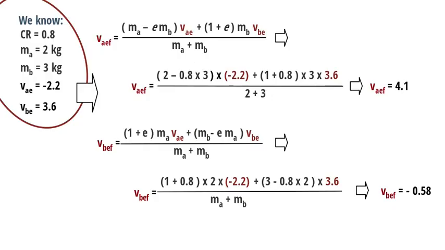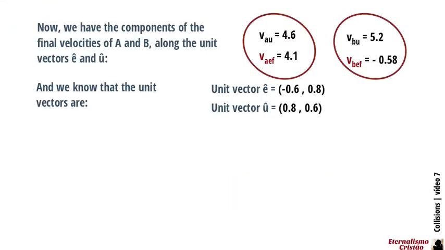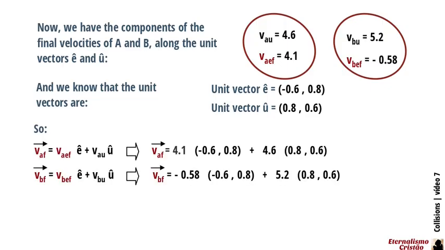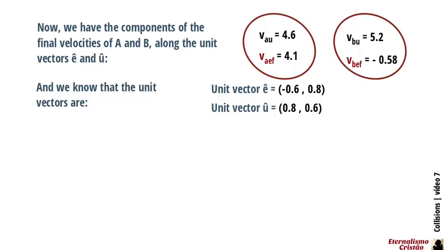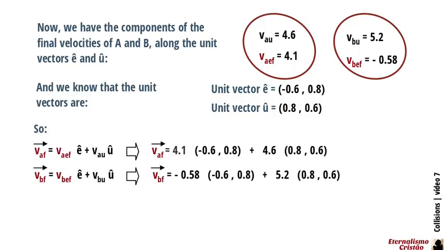Insert values. Now, we have the components of the final velocities of A and B, along the unit vectors E and U. And, we know the coordinates of those unit vectors. We find the coordinates of the final velocities, in the x and y axes, by operating the vectorial addition.